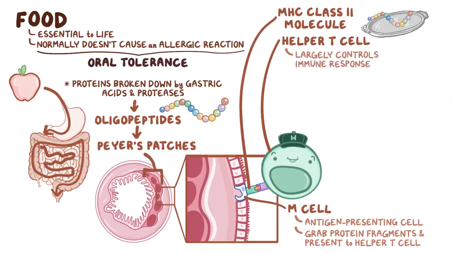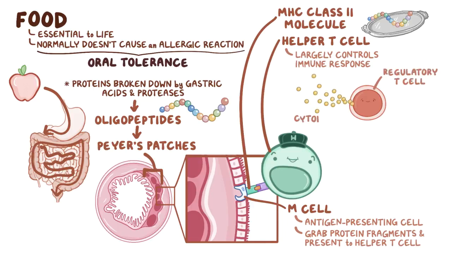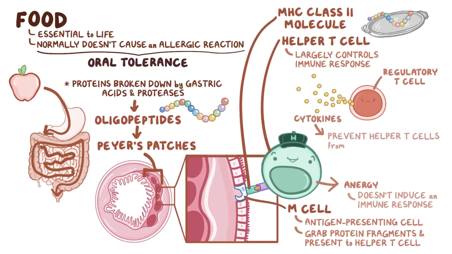Now, here's the catch. Even if a helper T cell binds to that oligopeptide, another type of T cell, called a regulatory T cell, can release cytokines so that the helper T cell undergoes anergy. Anergy is a bit like turning off that helper T cell so it doesn't induce an immune response. In other words, regulatory T cells release cytokines in the lining of the intestines to help prevent the helper T cells from ever getting stimulated by food.